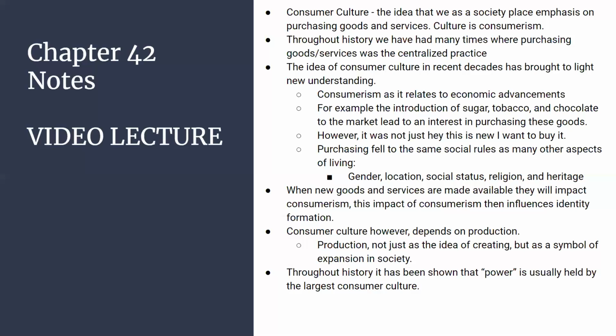So consumerism and economic advancements, we're talking here about what we can sell, why we sell it, and how we sell it. For example, the introduction of sugar, tobacco, and chocolate to the market. When these things came out as consumable goods and people realized we can use these things for a lot of different purposes, supply and demand kicked in, and it was like, whoa, I gotta have it, we gotta buy it. And so you saw this economic surge, because we had this new item on the market and people wanted to buy it because it was a valuable commodity.